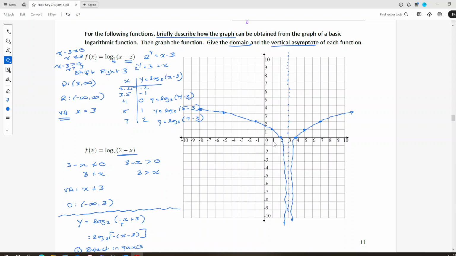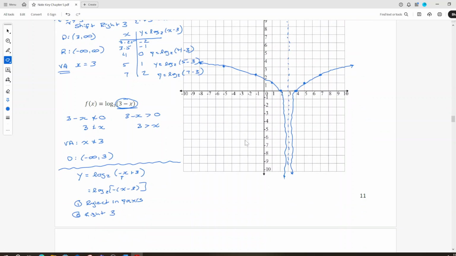Awesome. Okay. What I want to know for sure is that you can identify that this one would have a vertical asymptote at x equals 3 and that the domain would be x is less than 3. Whereas for the first one, it had the same vertical asymptote, but the domain was x greater than 3, because there was no reflection of the x values over the y-axis, and also because when you set the argument of the log greater than 0, you just ended up with x is greater than 3, whereas for this one, you ended up with x is less than 3.